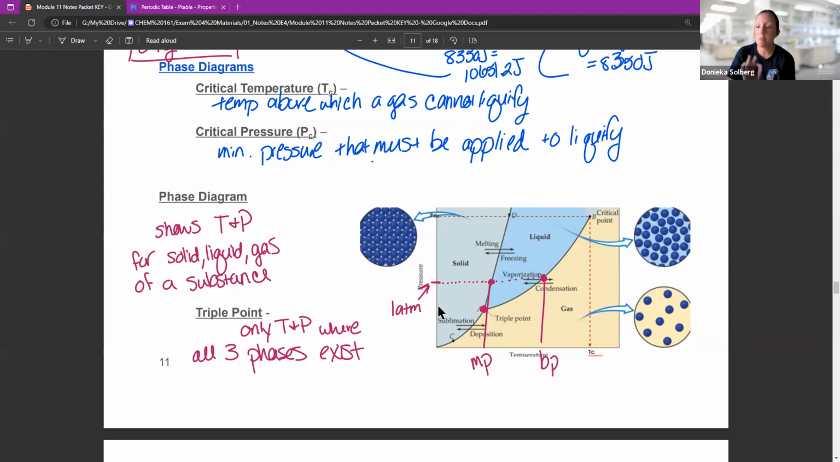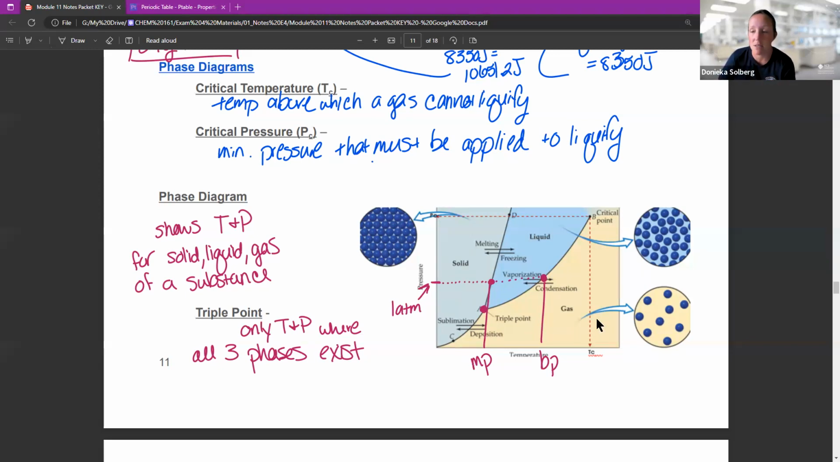So solid is always going to be on the top left, liquid in the middle, and gas on the bottom right. Because if you think about it, things at very high temperatures are going to be gaseous, and things at very low temperatures and high pressures are going to be solid. So solid, liquid, gas. Okay. Now, after you label these, everything else is going to be different for different substances.